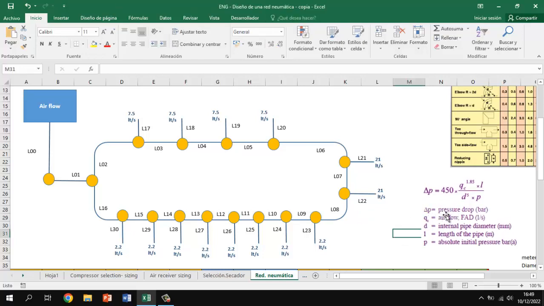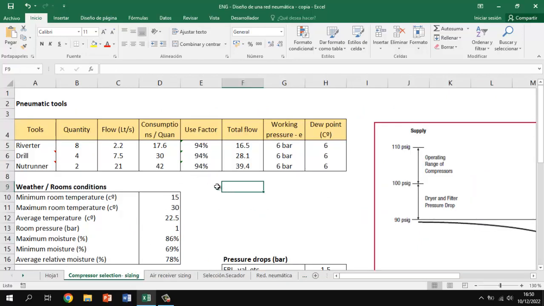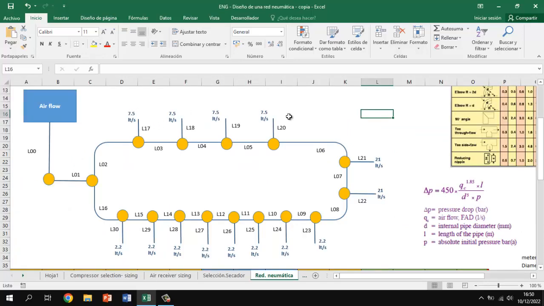As you can see, you just need your pressure drop, your airflow, your internal pipe diameter, your length, and your absolute initial pressure. That's all you need. So maybe you are asking where I put 7.5, 7.5, 21, 2.2. This is the data that we put in the first condition that we are selecting: 8 reverters, 4 drills, and 2 nut runners.